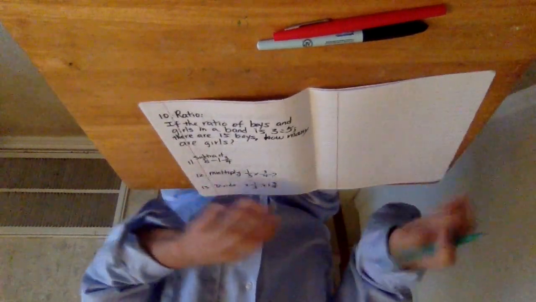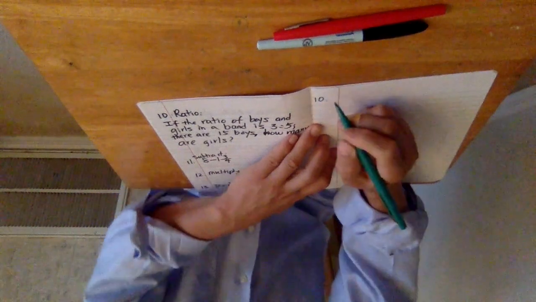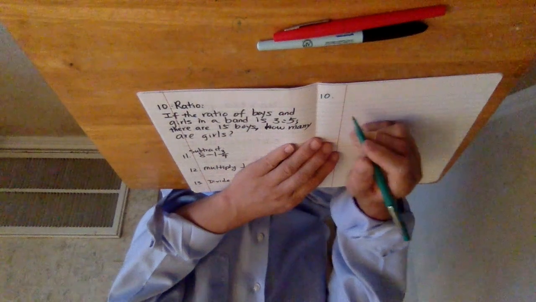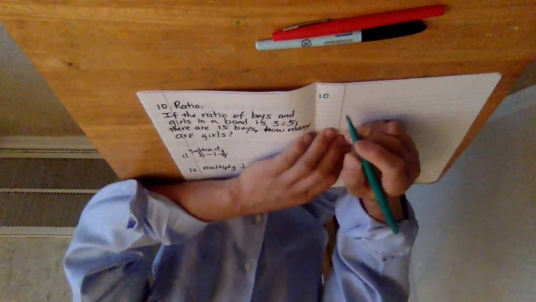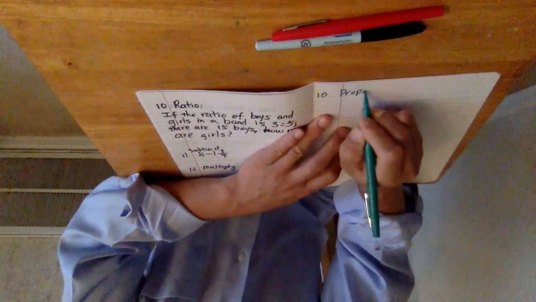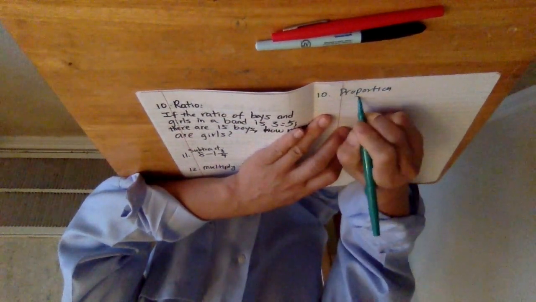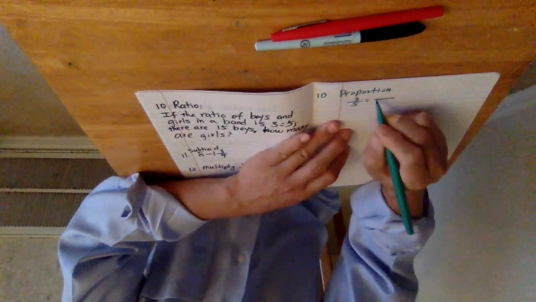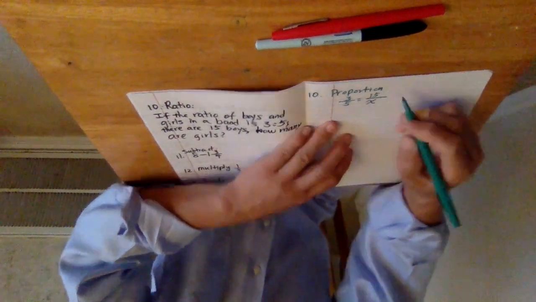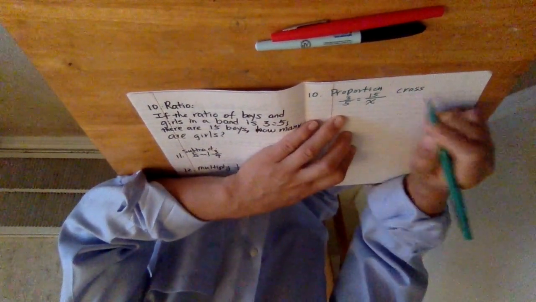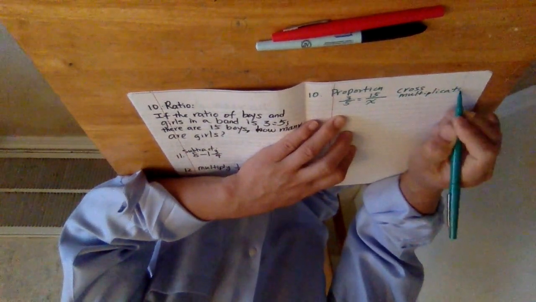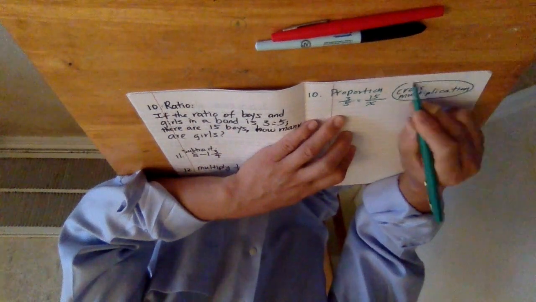The next question is ratio. If the ratio of boys and girls in a band is 3 to 5, and there are 15 boys, how many are girls? So we're going to set up the proportion. Three over 5 equals 15 over x. We do not know how many girls, so we're going to put the x here. We use cross multiplication. That's the method you're going to use.